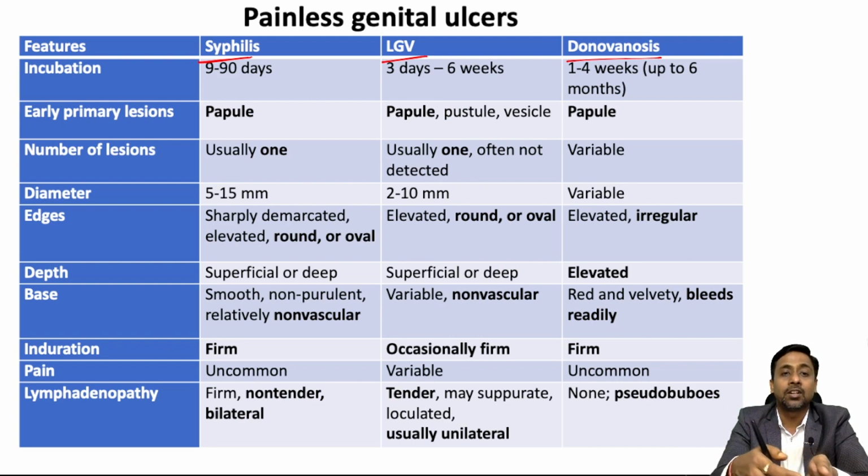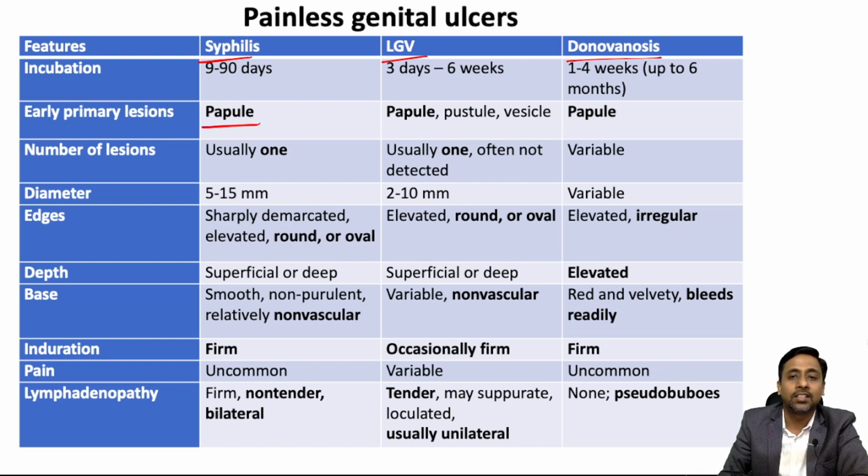In case of syphilis, it is around 9 to 90 days. In case of LGV, it is around 3 days to 6 weeks. In case of donovanosis or granuloma inguinale, it is around 1 to 4 weeks, but it may extend up to 6 months. And the primary lesion in the previous case was a vesicle or pustule. Here it is a papule in all the three cases. In case of LGV, we may see pustules or vesicles too. Number of lesions is usually 1 in both syphilis and LGV, and it is variable in donovanosis. But in LGV, even this single lesion is often not detected or goes unnoticed.